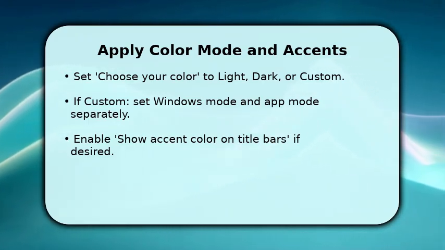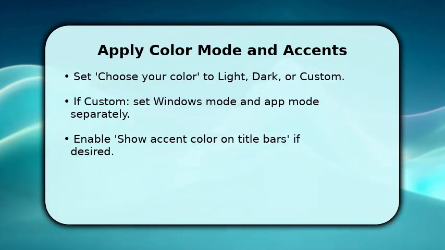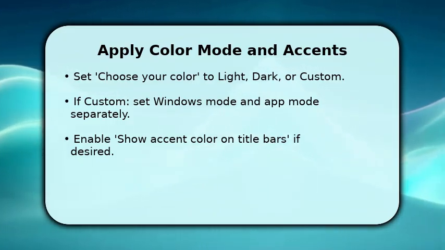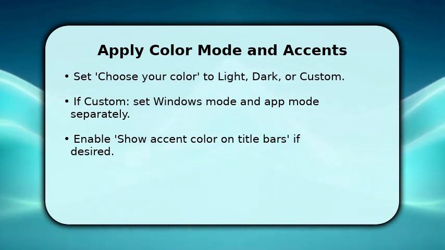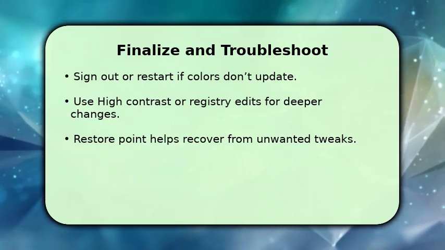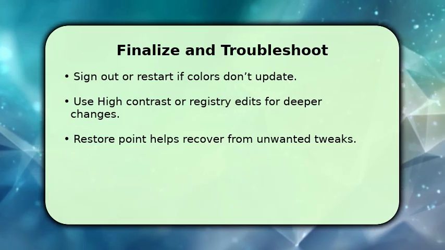Make sure to toggle Show Accent Color on title bars and Start, Taskbar, and Action Center so Explorer windows display the accent consistently. Wait a moment for changes to propagate. Finish by checking File Explorer visually, open several folder windows and confirmation dialogues to ensure the theme applied.